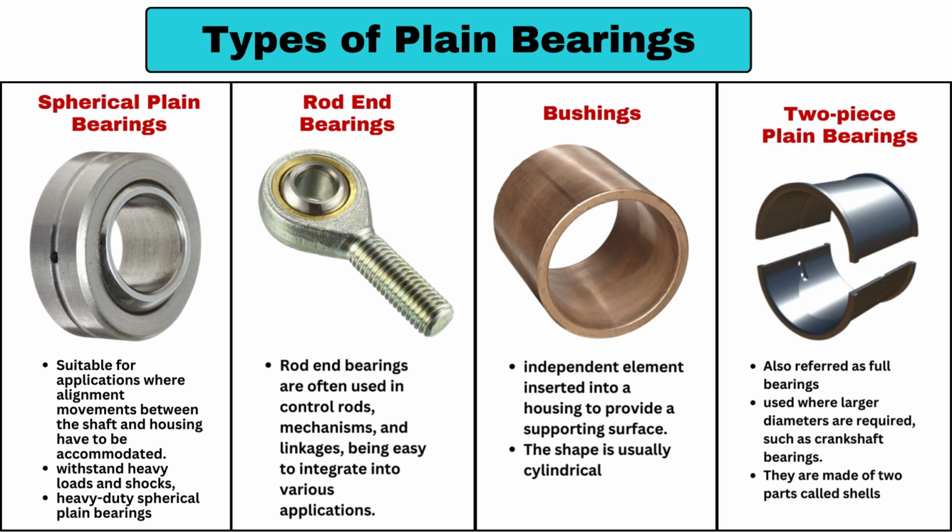Two-piece plain bearings are where two halves of the bearing are separated so that we have easy assembly and easy removal of the bearings. Two-piece bearings are generally incorporated in industrial machineries where larger diameters are required, such as crankshaft bearings. At that time we use the two-piece bearings, where very large diameter bearings are required. For plain bearings we require lubrication. Proper lubrication is required as there is direct contact between the bearing and the shaft surface.